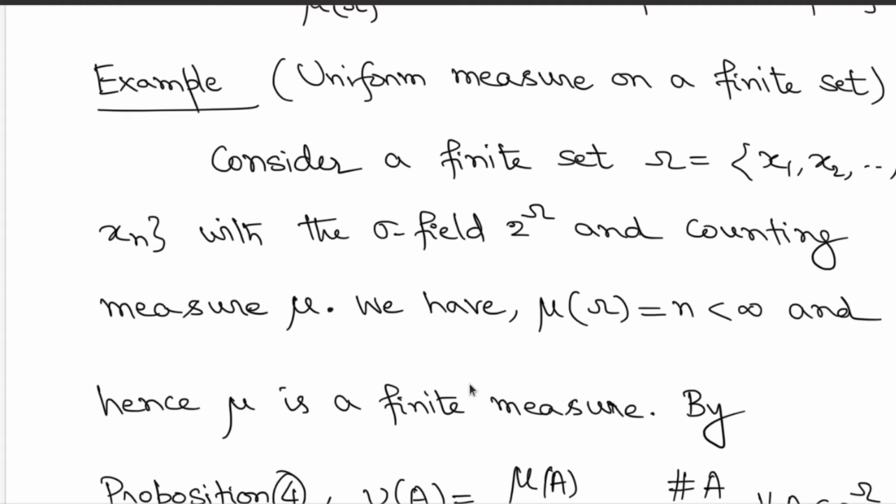So the example is the uniform measure on a finite set. First of all, we have to work with finite measures. So take a finite set omega, call the points x1, x2, up to xn, and look at the power set sigma field on top of it, and look at the counting measure on this. Remember, this gives you an example of a finite measure because the whole set has finitely many elements. So mu of omega here is exactly equal to n, the number of elements, which is finite. So this is a finite measure.